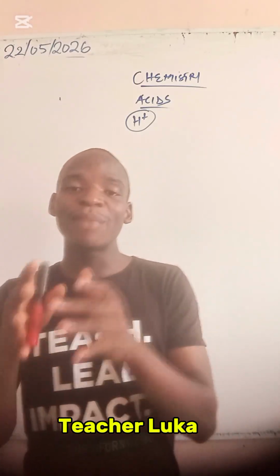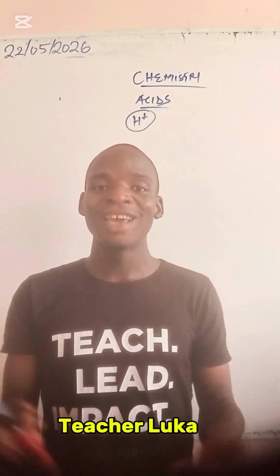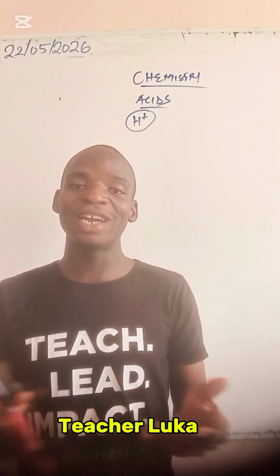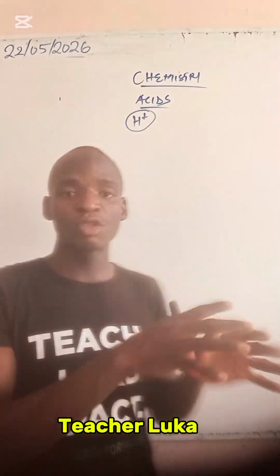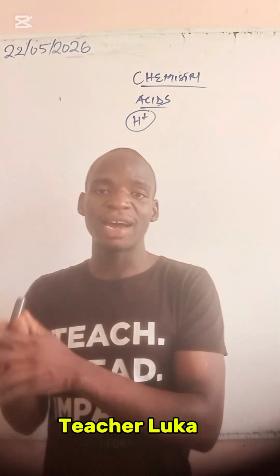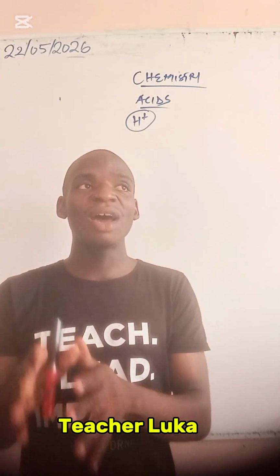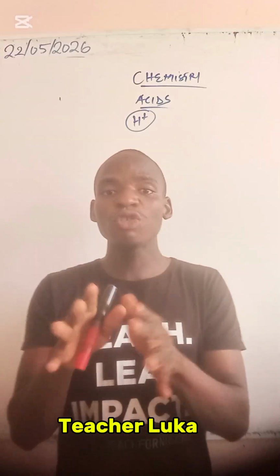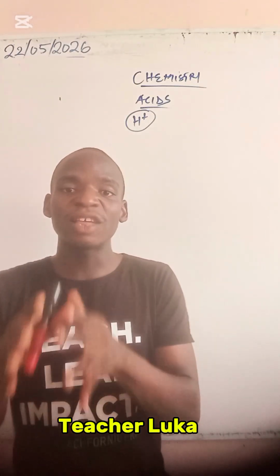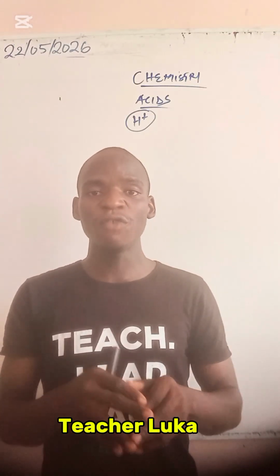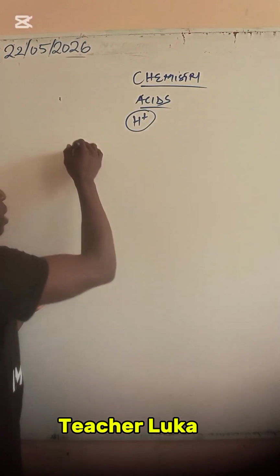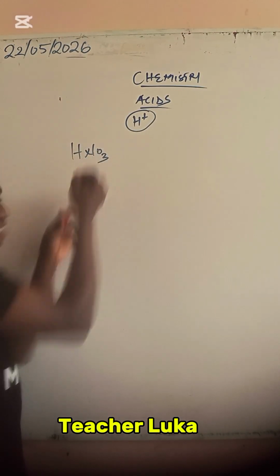We have the amino acid, which is found in protein, and then we have the citric acid, which you find in your what? Lemon. Are you following? So these are organic acids. Now, the second class is simply inorganic acids. Inorganic acids are those mineral acids that do not contain what? Carbon.